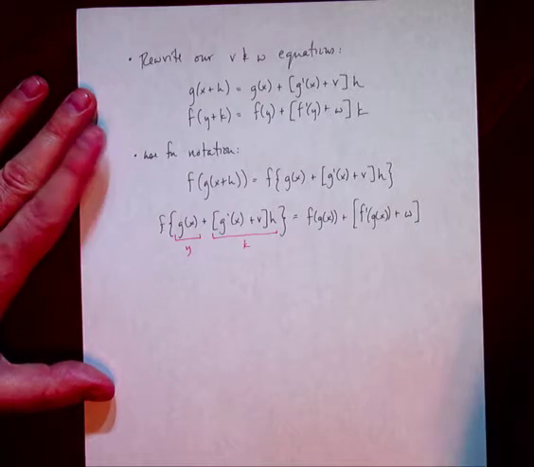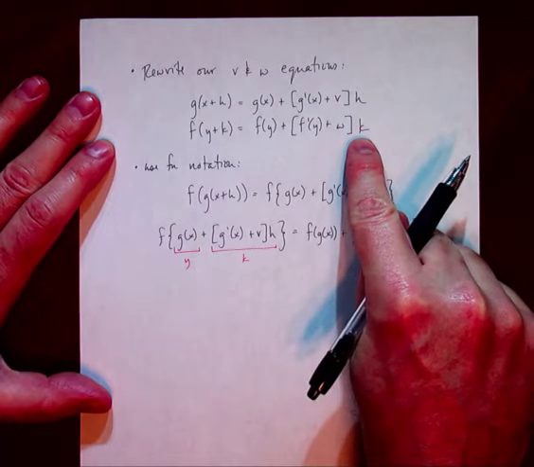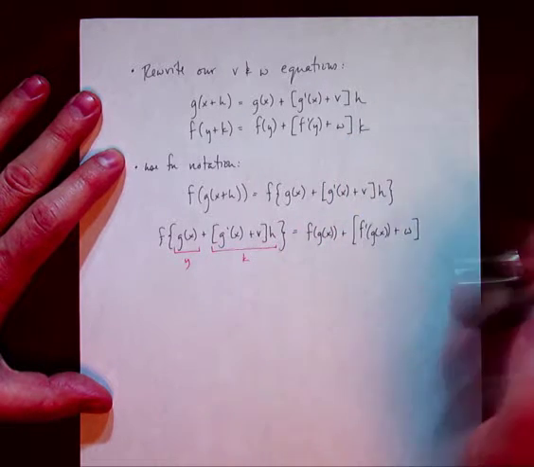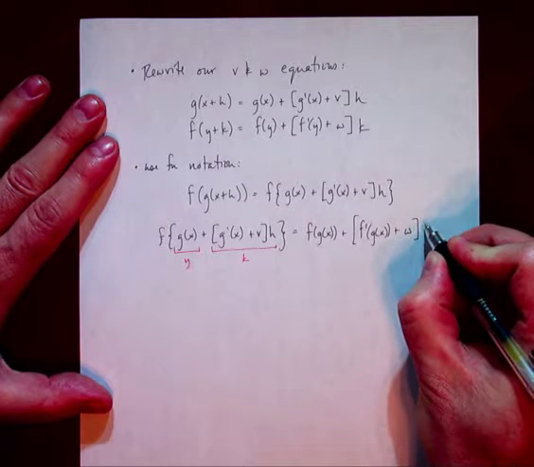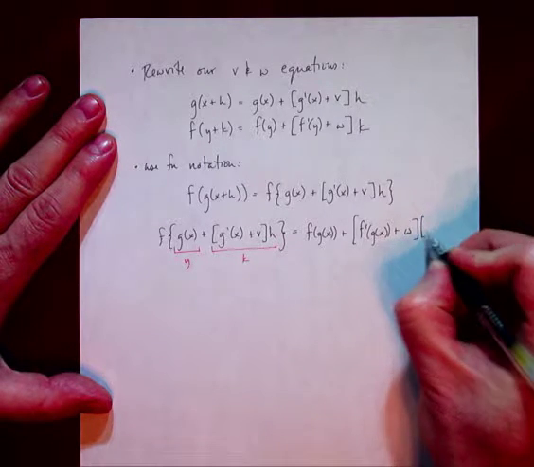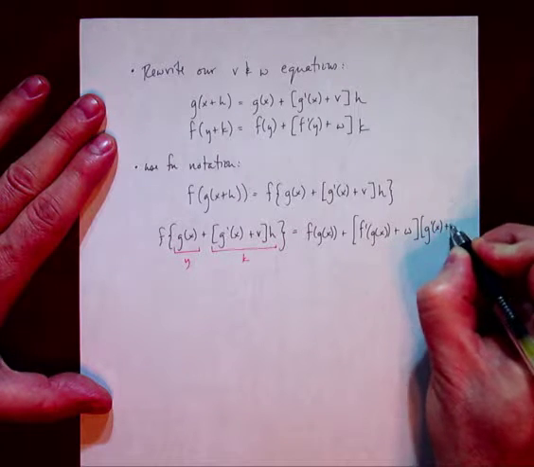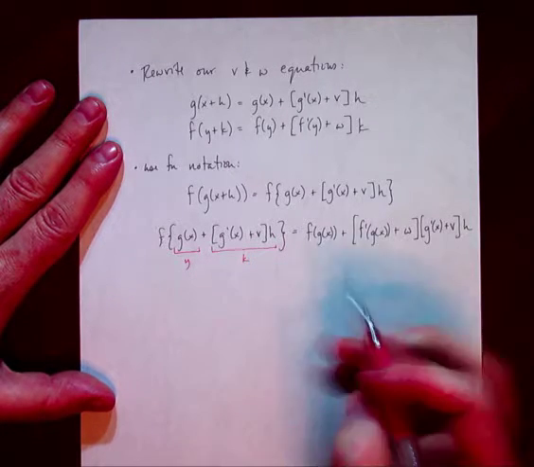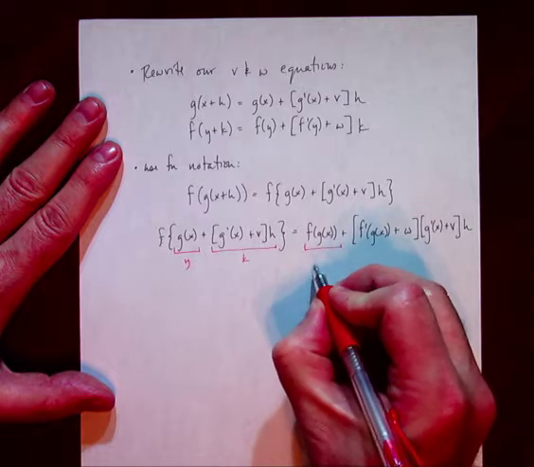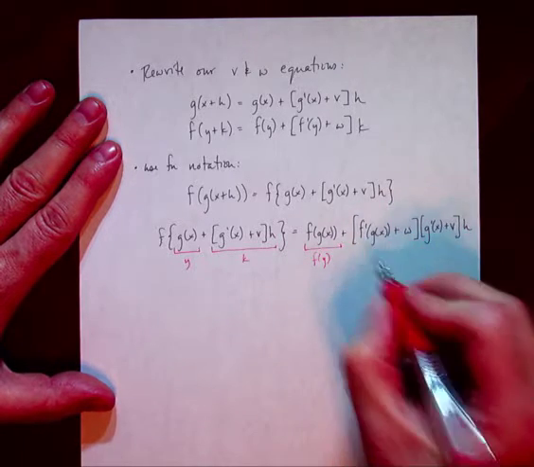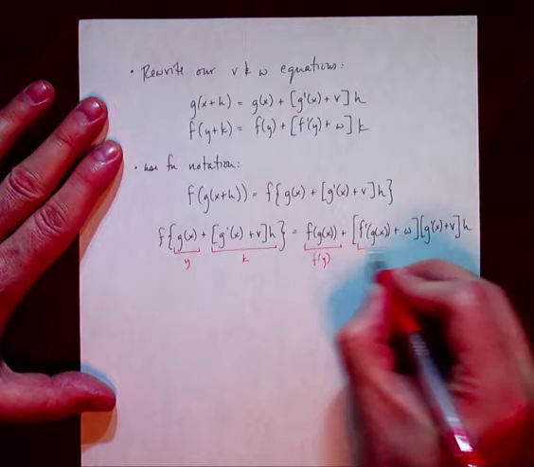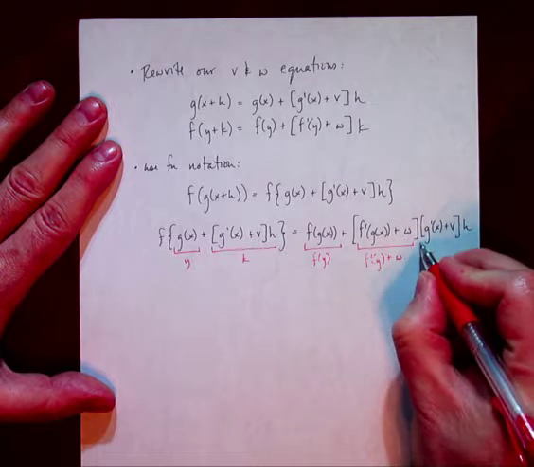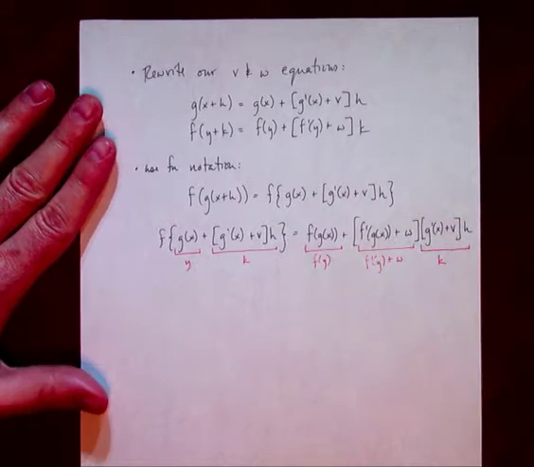And here's the tricky part. This k right here, we're going to represent as this. So that k becomes g prime of x plus v times h. So if this is the y and this is the k, then this right here is my f of y. This right here is my f prime of y plus w, and this right here is my k value.